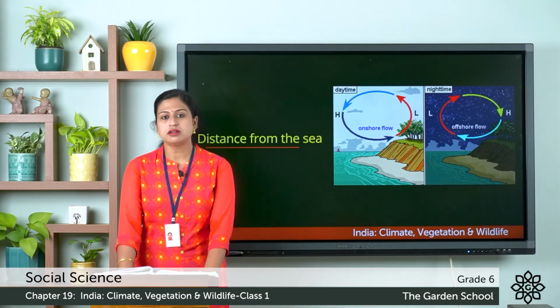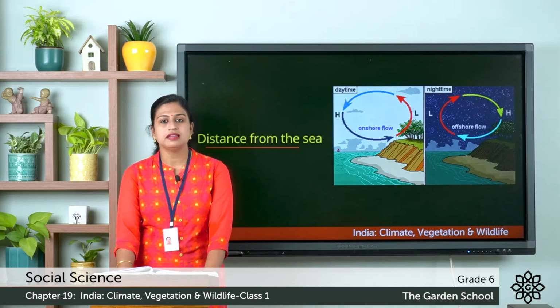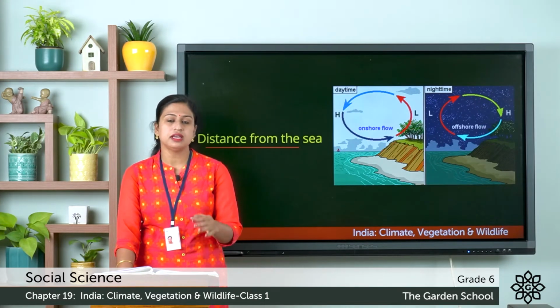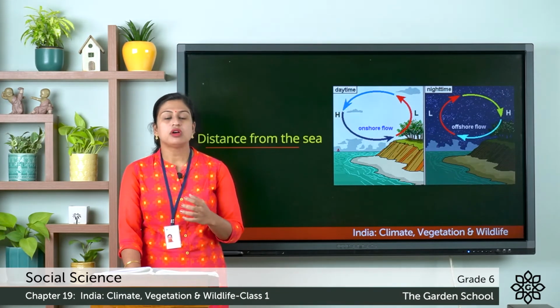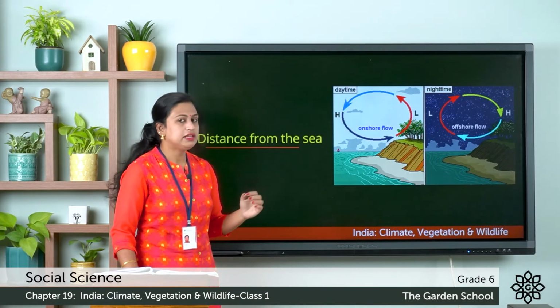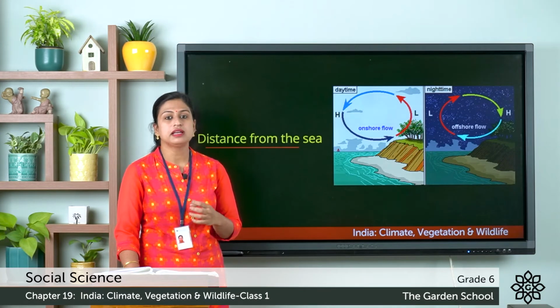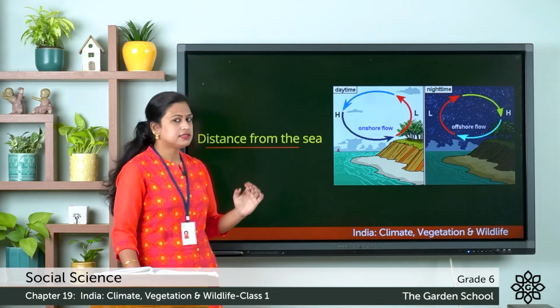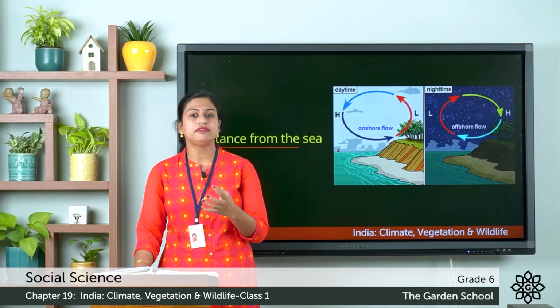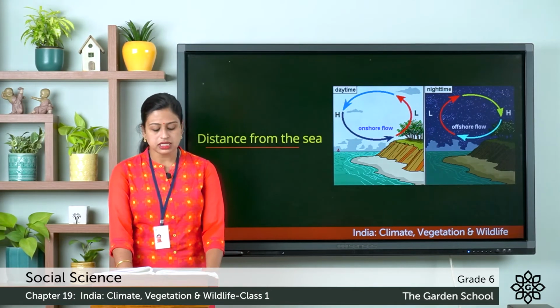This circulation of land breeze and sea breeze continues in both summer as well as in winter. This way, the water bodies that are close to the land help in moderating the climate of that particular place. So, the distance from the sea is one of the factors that influence the climate of our country.